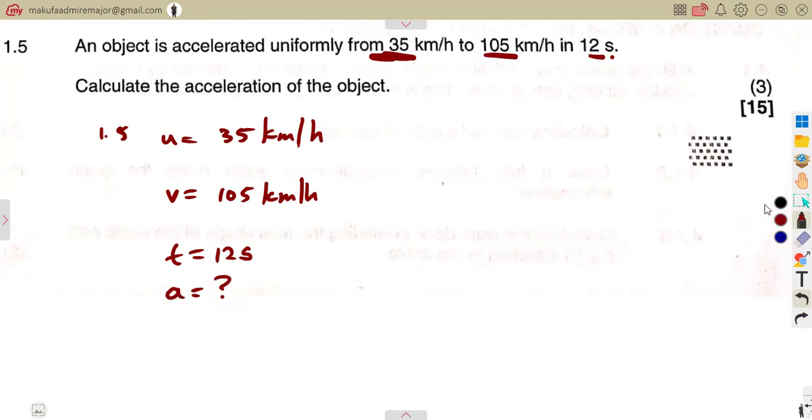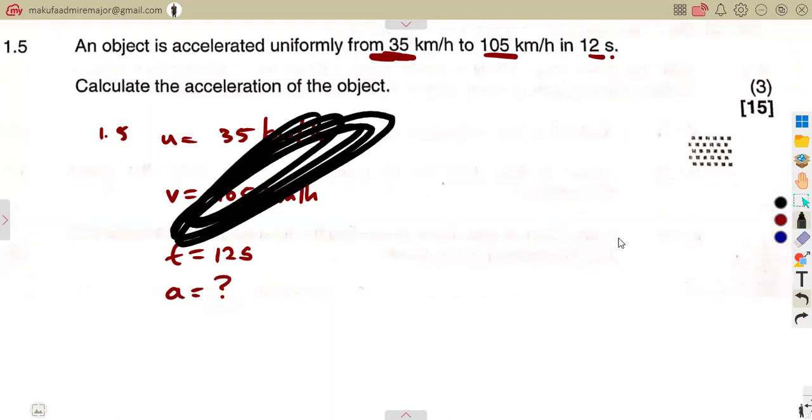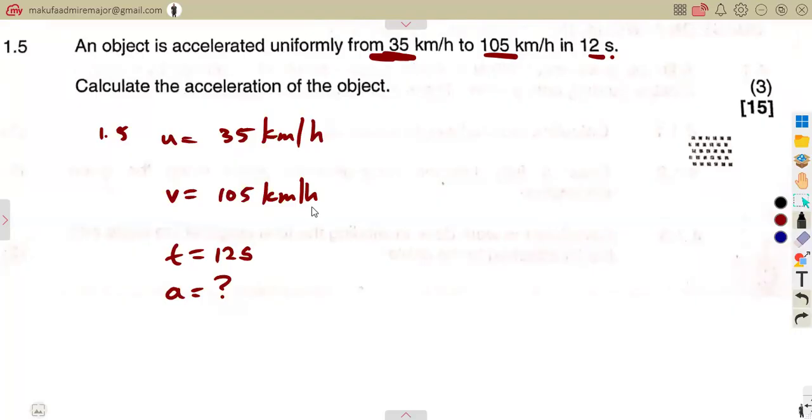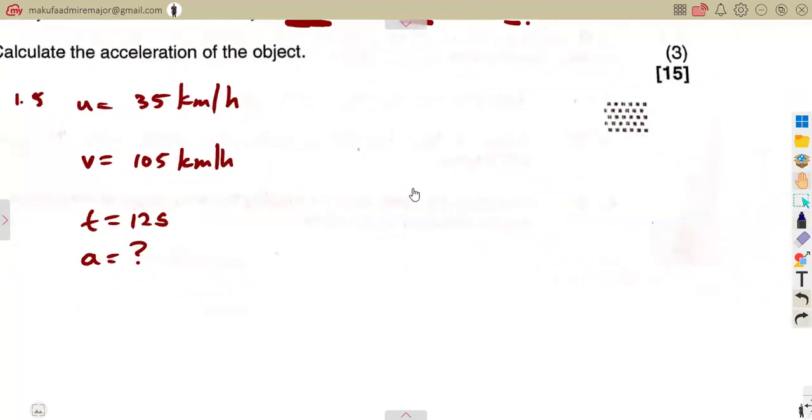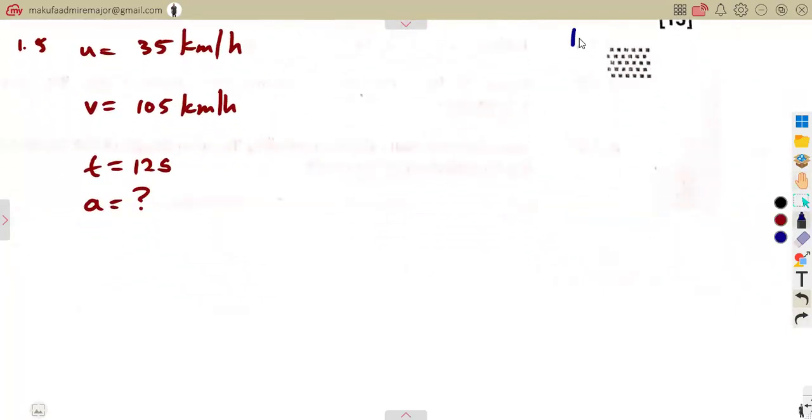You do not know the acceleration. So take note the units that you are given there must be converted to meters per second. And we are given that 1 meter per second is equal to 3,6 kilometers per hour. With this conversion, we can convert.